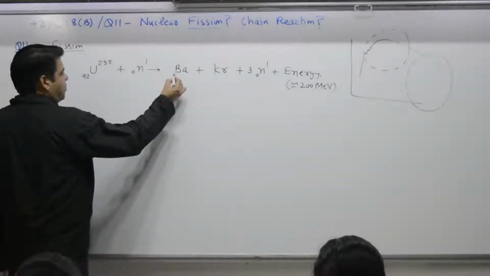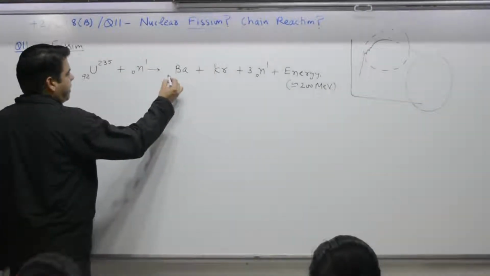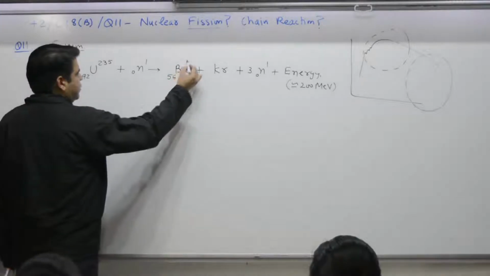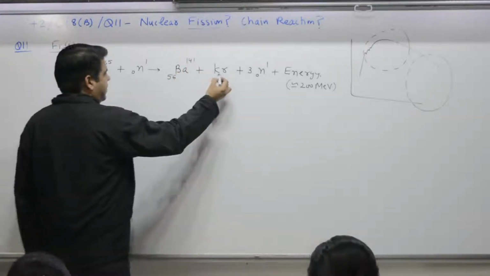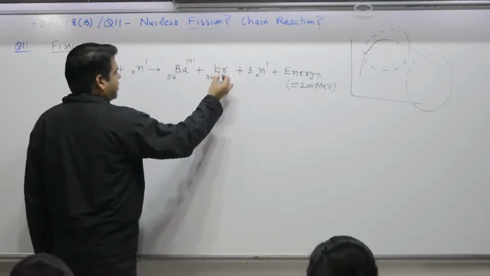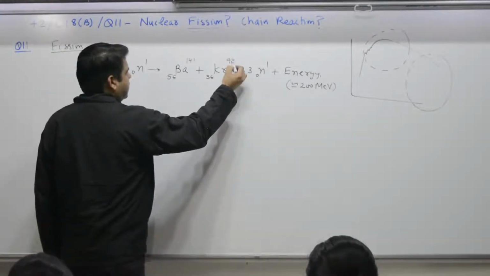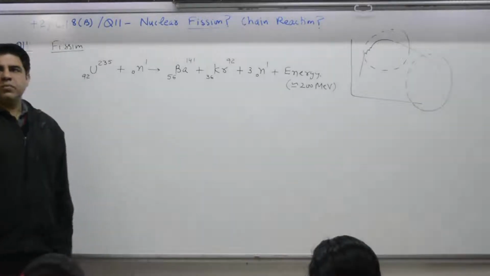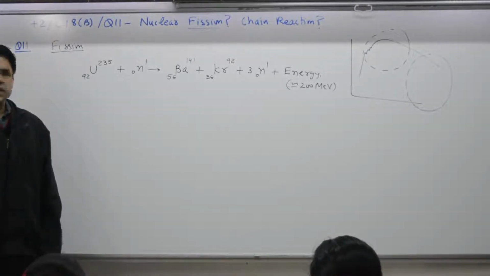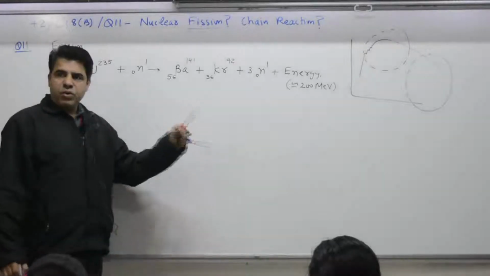Barium, yes. Number of protons? 56. Nucleon? 140. Kr? This reaction is most probable reaction. That is why we are writing the most probable.